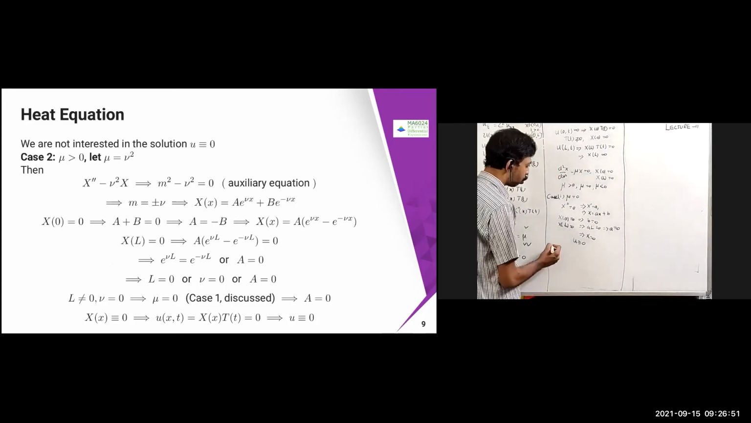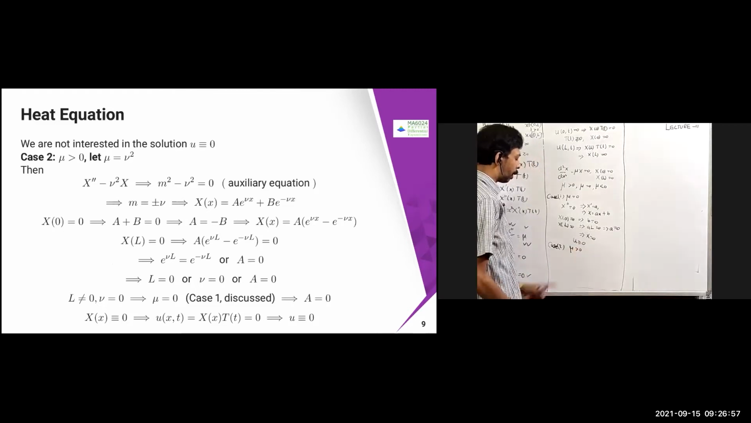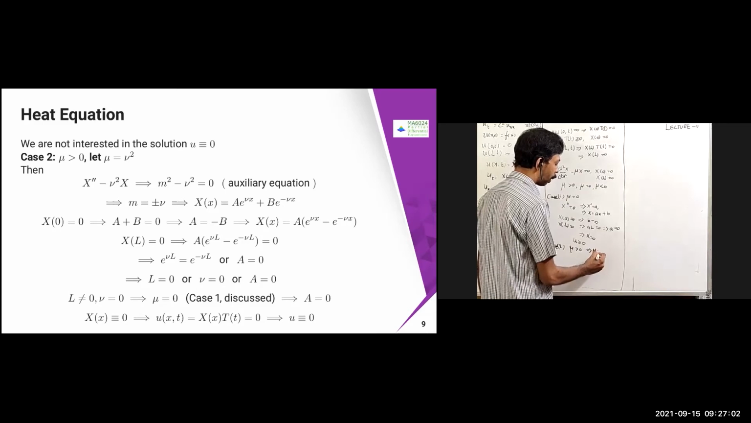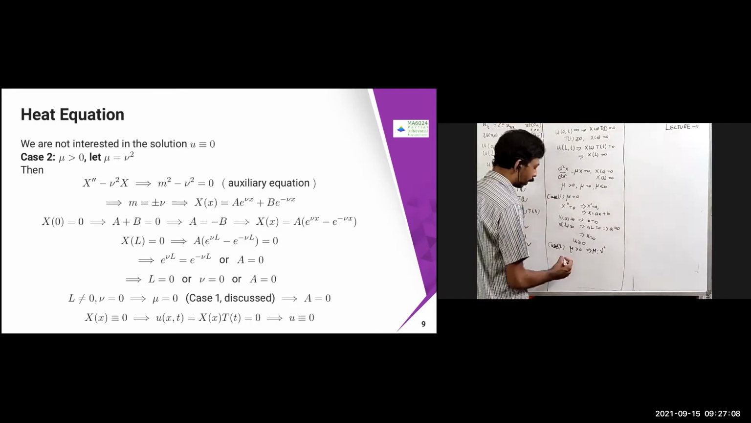Now case 2. I'm going to take nu greater than 0. So that means nu is a positive number. Therefore I can write mu is equal to nu square. So this is going to become x double dash minus nu square x equal to 0.